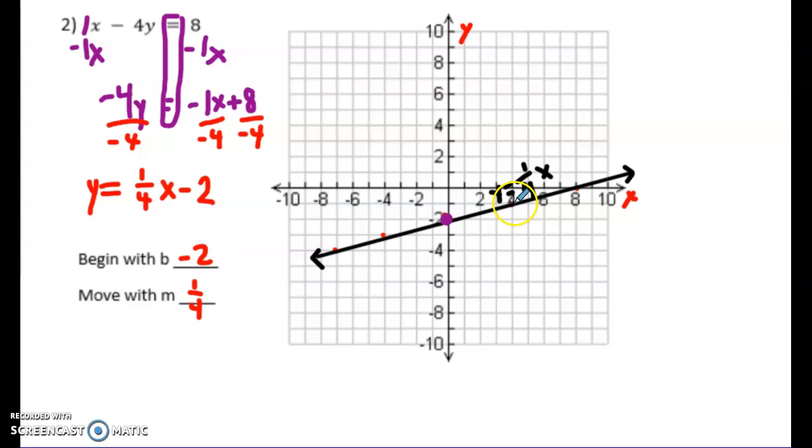We are rising 1 and we are running 4. Rise 1, run 4. And if we reverse the pattern, we can get ourselves across the whole page. And I goofed up on this point right here, so watch out. 1, 2, 3, 4 it should be.